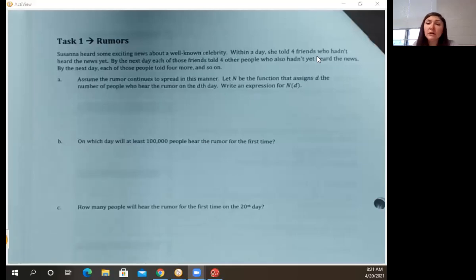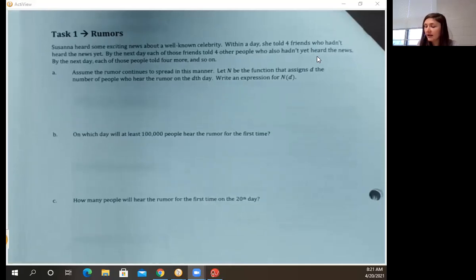Hi guys, today we're going to talk about some models that we can use to find out more information about exponential functions. So I'm starting on page 18 today, and our first model that we're going to look at is about how information spreads.